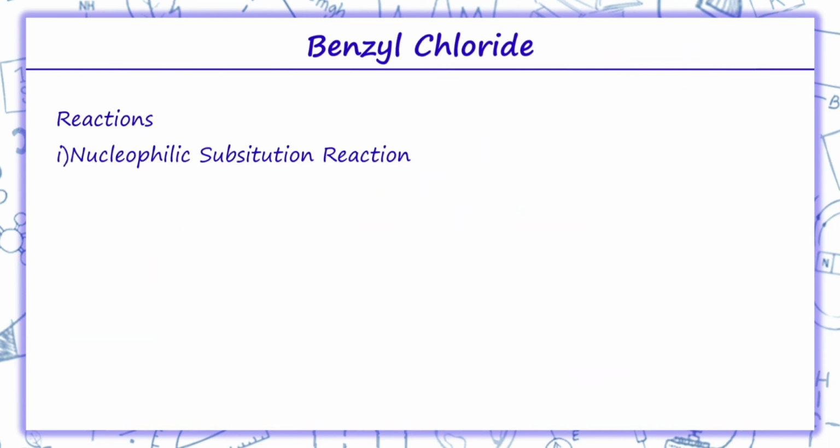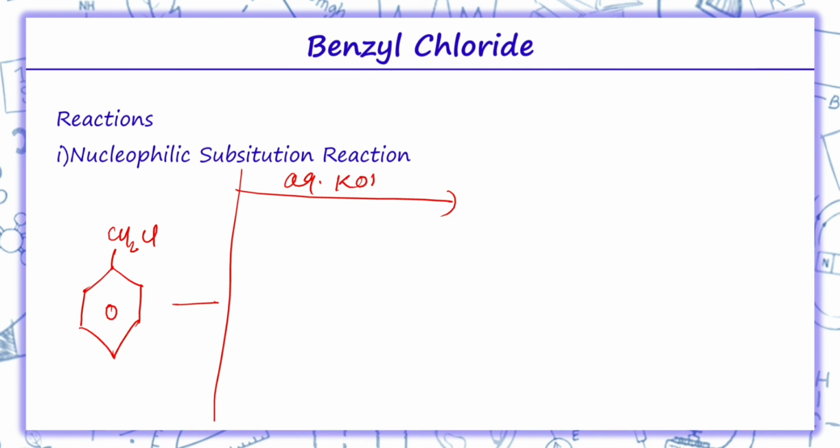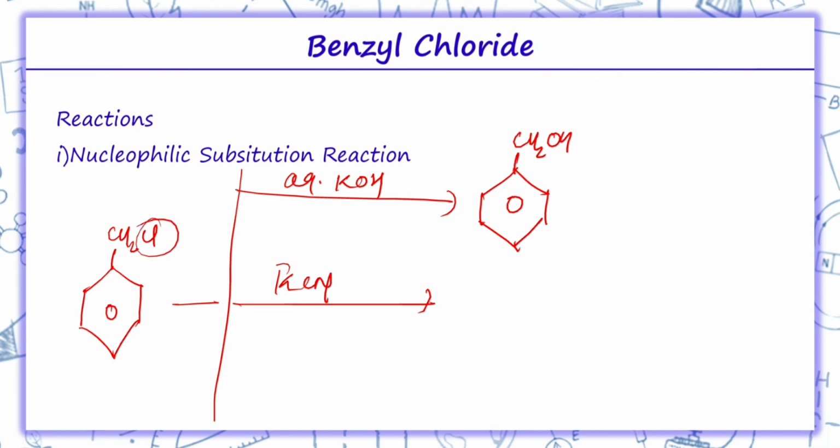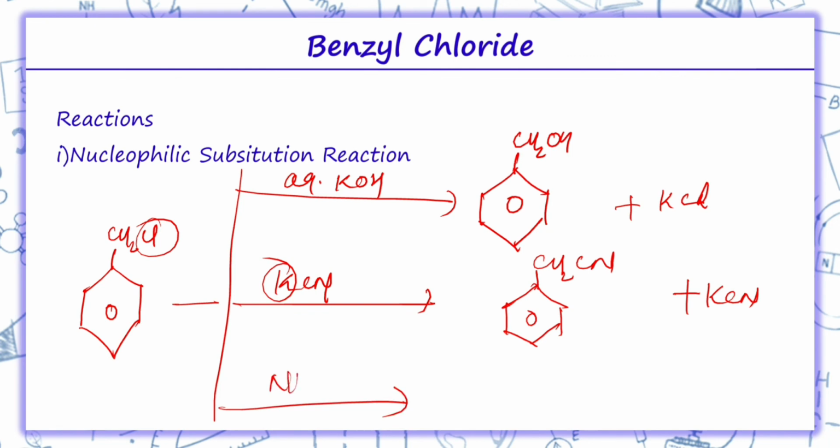Moving on to the reactions of benzyl chloride. The first reaction which benzyl chloride takes is nucleophilic substitution. We have benzyl chloride, which is CH2Cl. In aqueous KOH, Cl will be replaced by OH, and here we will get CH2OH. Next, with KCN, again K and Cl will be removed. Here also KCl, and here benzene with CH2CN. Similarly, the last nucleophilic substitution reaction is with ammonia. With ammonia we will get CH2NH2 plus HCl.